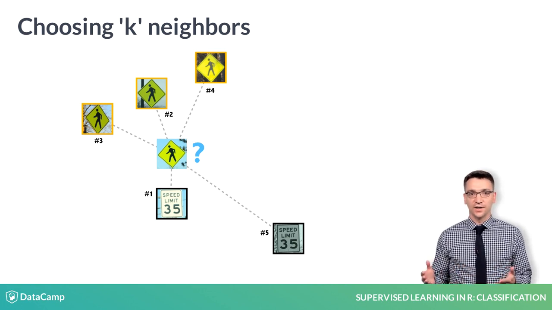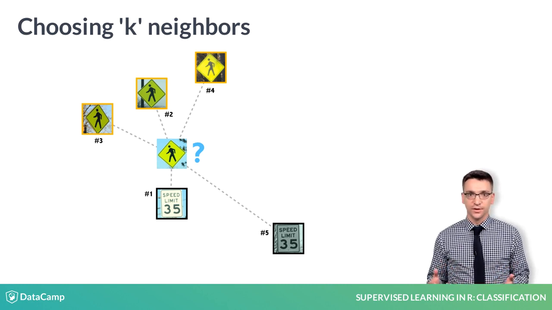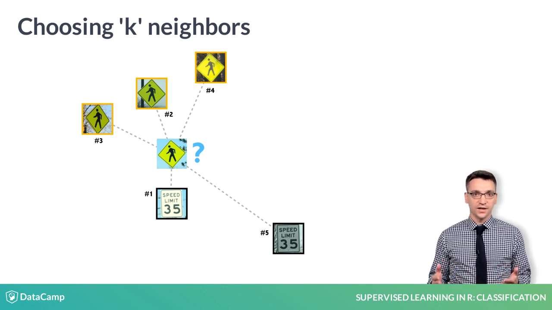Increasing k to 5 allows the 5 nearest neighbors to vote. The pedestrian crossing sign still wins with a margin of 3 to 2. Note that in the case of a tie, the winner is typically decided at random.